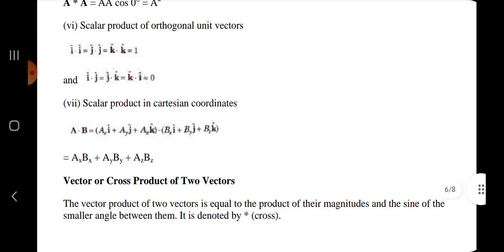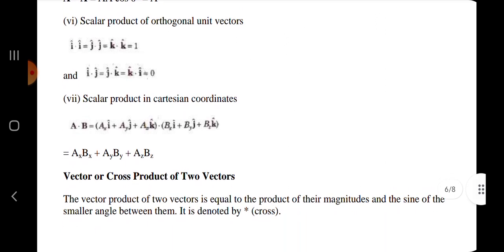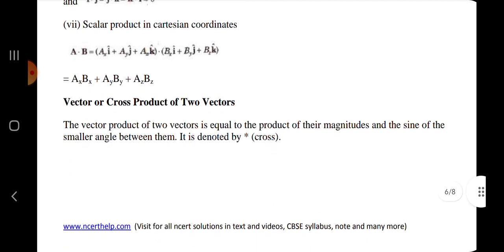Scalar product of orthogonal unit vectors: i cap dot i cap is equal to j cap dot j cap is equal to k cap dot k cap, that is equal to 1. And the scalar product in Cartesian coordinates is ax bx plus ay by plus az bz.